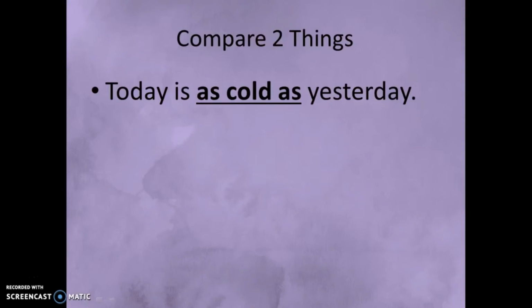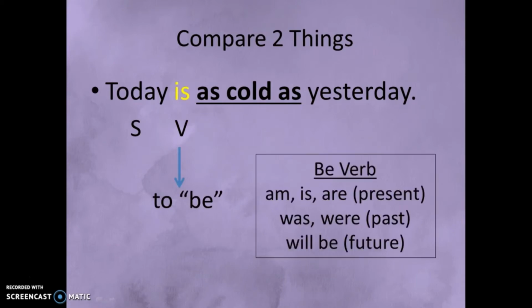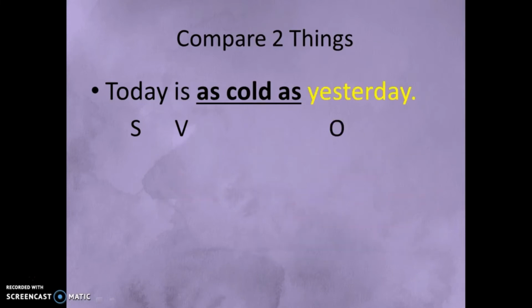Let's get started. Alright, so today we're going to be comparing two things, and I've got an example sentence for you. Today is as cold as yesterday. If we break apart this sentence, we can see our subject is today, our verb is, and note that that's a to-be verb. So our different forms of our be verb are am, is, are in the present, was, were in the past, and will be in the future. And then, of course, we have our object yesterday.